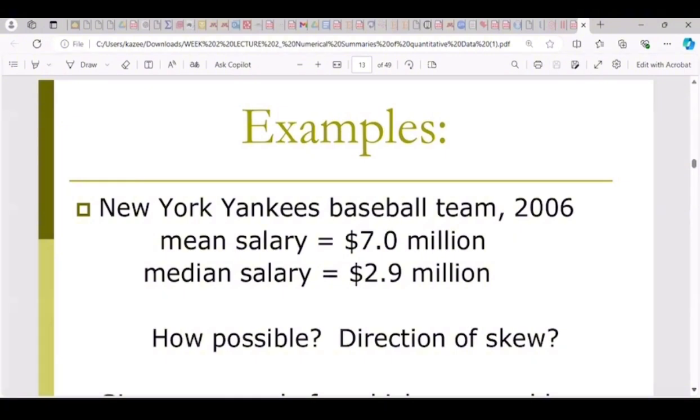Okay, I want to award an extra credit. What is the direction of skewness? Positive, right? Send me a message for extra credit. Good job. Why positive? Because the mean is greater than the median. I don't even need to do a histogram to be able to know that. I can tell from the mean and the median.